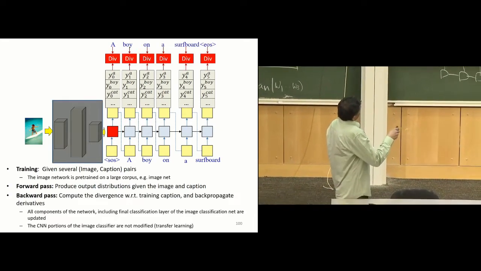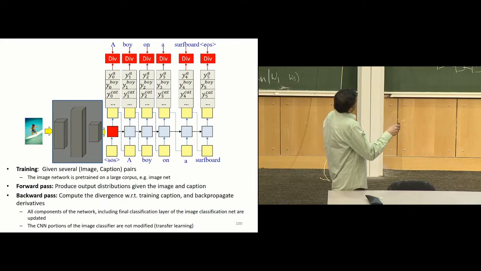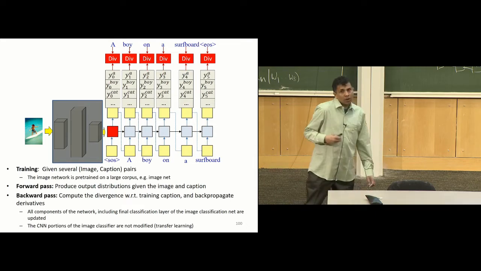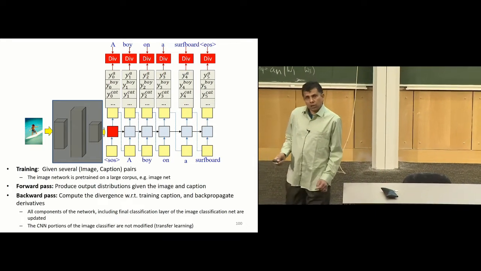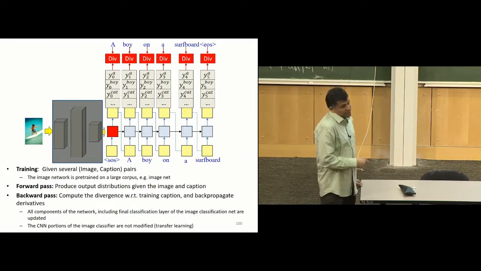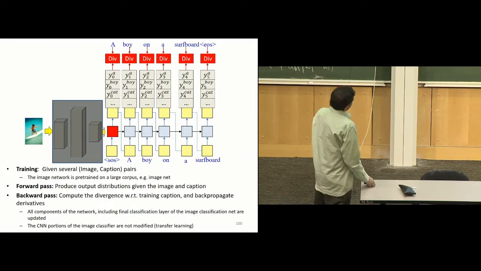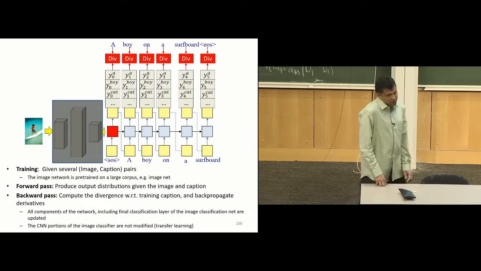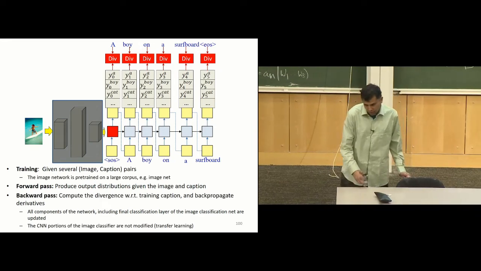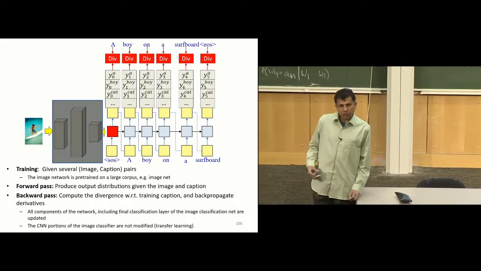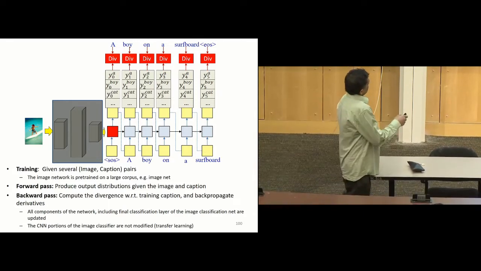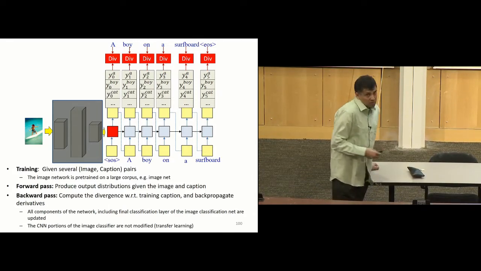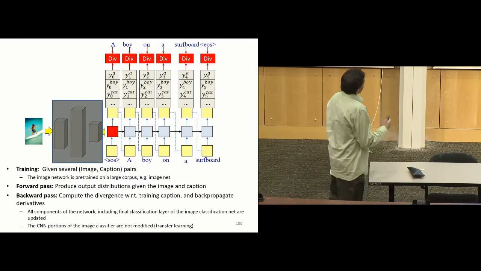Subsequently, in the backward pass, you give the caption as the target output, compute the divergence, and propagate the derivatives of the divergence backward to learn all the parameters of the network. You don't update the parameters of the CNN itself. You could, but this tends to not be productive. So the actual caption generation portion only updates the parameters of the model that actually produces the caption.